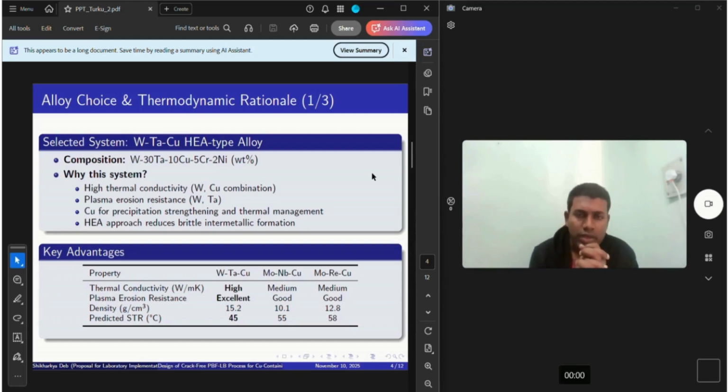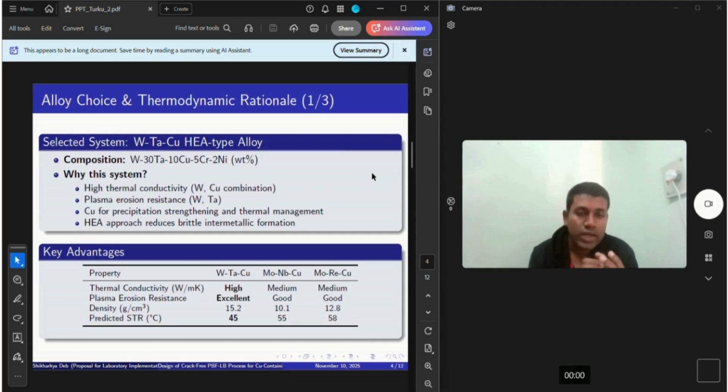Why not choose the other alternatives, which include the molybdenum and niobium and the copper alloy system? Because molybdenum and niobium are good refractory metals, but have lower thermal conductivity than tungsten. Molybdenum has around 138 watt per meter Kelvin compared to tungsten, which is around 173. They also have lower melting points and are less established for fusion applications.